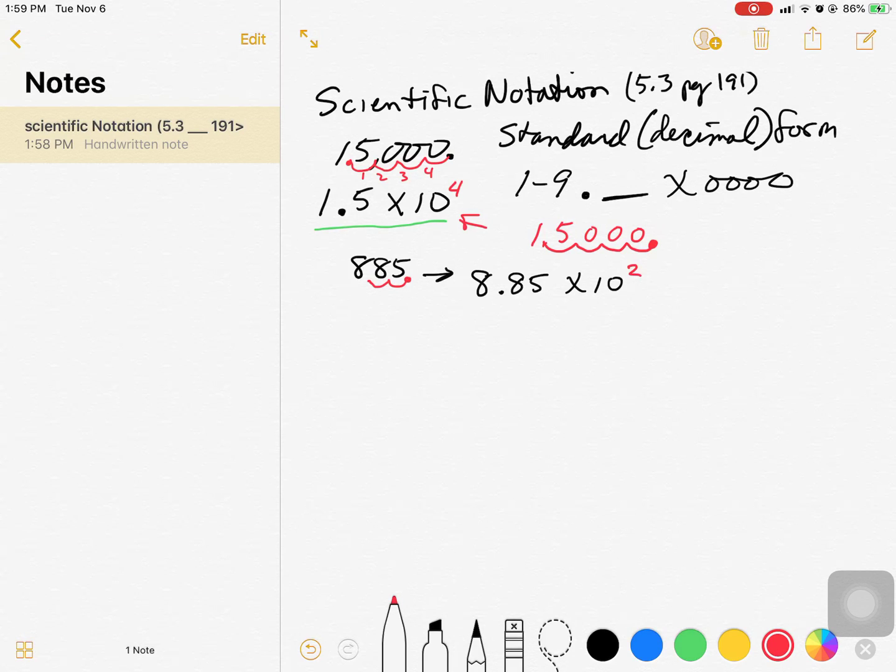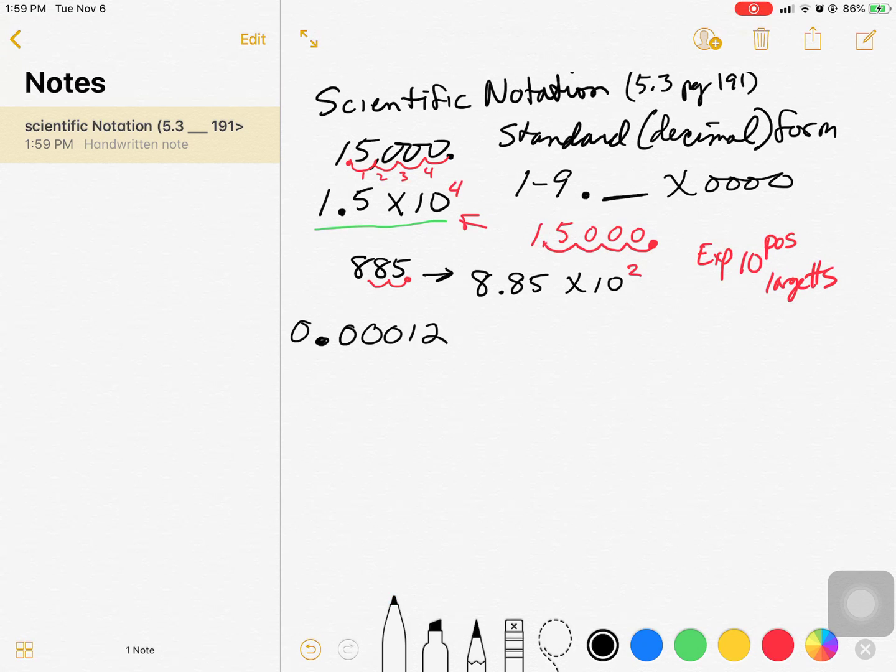So those are for big numbers. Notice that our exponent on the 10 is positive for large numbers. Okay, so you know what's coming next. What if I had, so I'm going to put a 0 here, 0, 0, 0, 1, 2. Let's say that number is in standard form. It's just a really little number, right? We want to convert it to scientific notation.